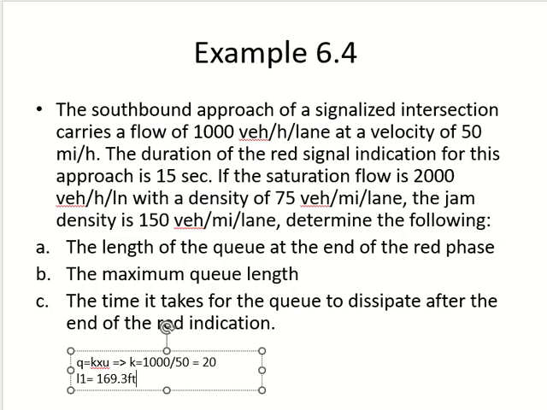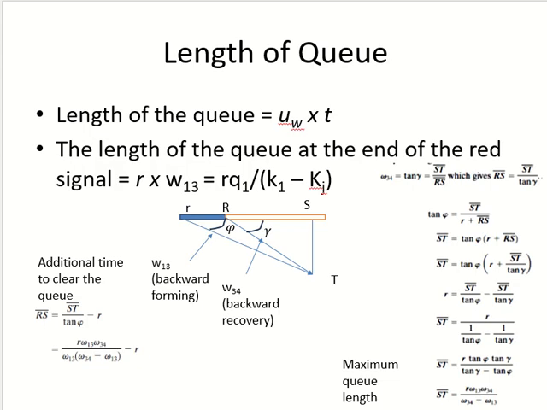Now, for the other two questions, they are asking for ST and RS basically. In both equations I am using R, and I know R. But they are also using these two shockwave velocities, one for forming, the other one for recovery. The one which we used here is forming, right? We did not clear the queue yet.